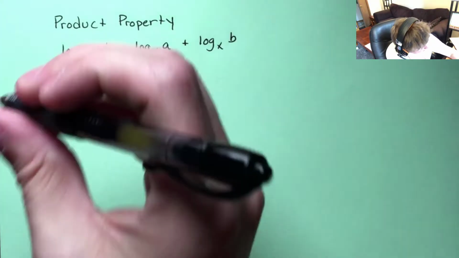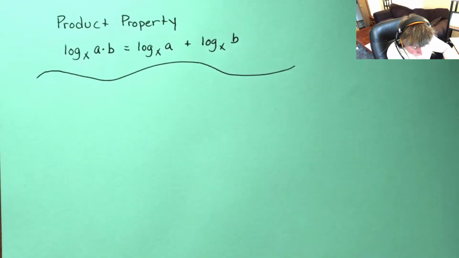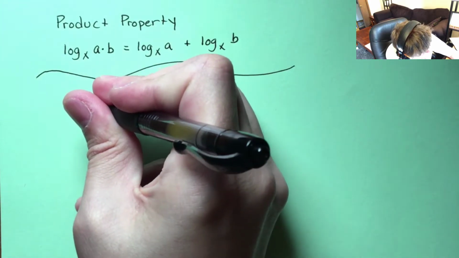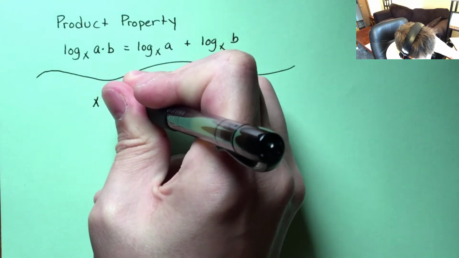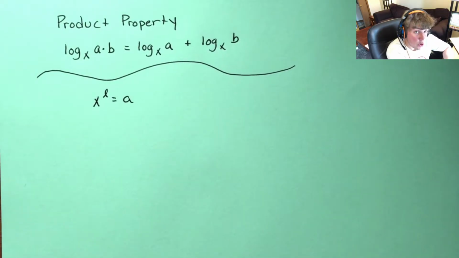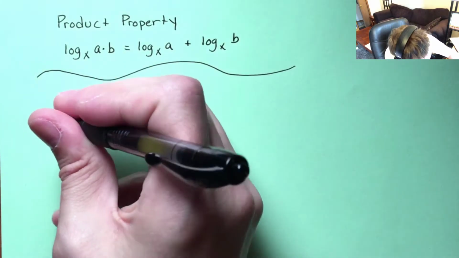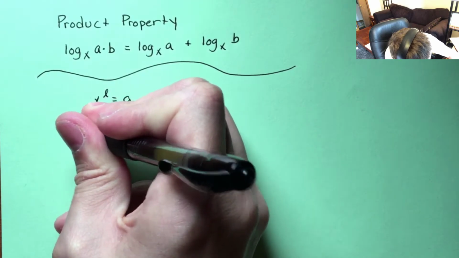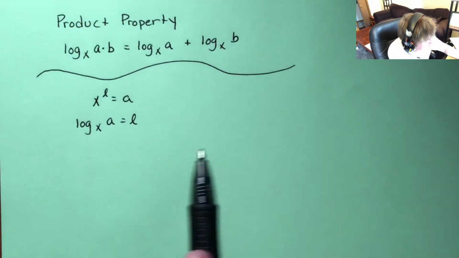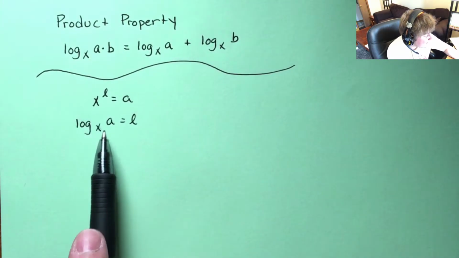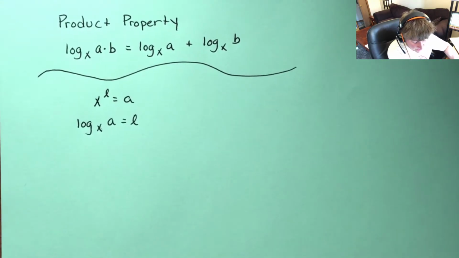So let's start with x to the L power equal to A. We can rewrite this using logarithms. My base is x, so I can say logarithm base x of A is equal to L. And this makes sense, right? Because this is how we find exponents when we're given certain bases and what it's equal to.